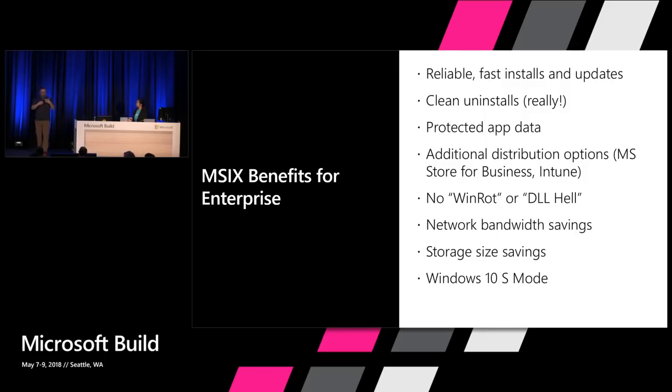If you have a 2 GB app package and you make a quick bug fix, the MSIX pipeline is smart enough to only get those changes down over the network. We won't download the whole 2 GB package, and you don't have to do anything about it. The developer doesn't need to know about it. The admin doesn't need to know about it. It's all done automatically.